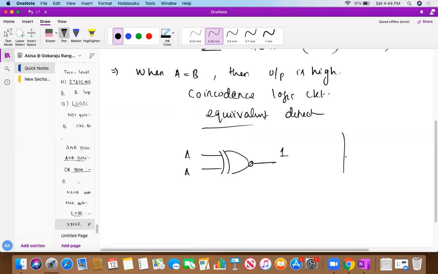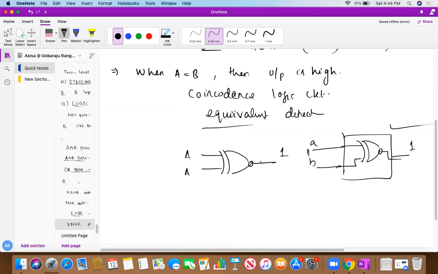So this type of logic circuit somebody may ask you to design. If there are two inputs A and B, it will give the output 1 when both A and B are equal. So what you need to do is simply connect one XNOR gate over here, nothing else. So whenever A equals B, I'll be getting my output logic 1. Okay, that's why it's called equivalent detector.